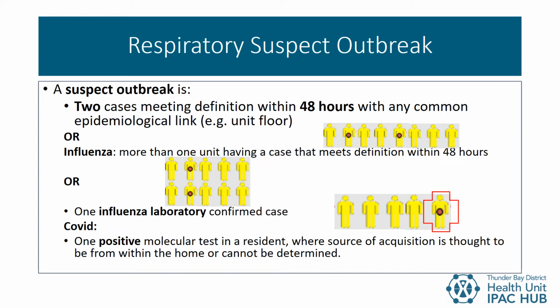If influenza is suspected, it's having more than one unit having a case that meets definition within 48 hours, or one laboratory confirmed case of influenza, and this can be a staff or resident. For COVID-19, it is having one positive lab case in a resident. The surveillance definition of COVID-19 outbreaks in long-term care homes and retirement homes are as follows. A suspect outbreak in a home is defined as one positive molecular test in a resident where source of acquisition is thought to be from within the home or cannot be determined.